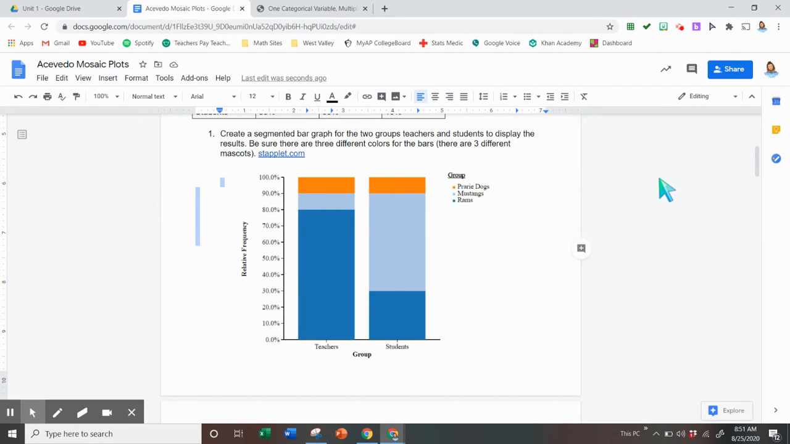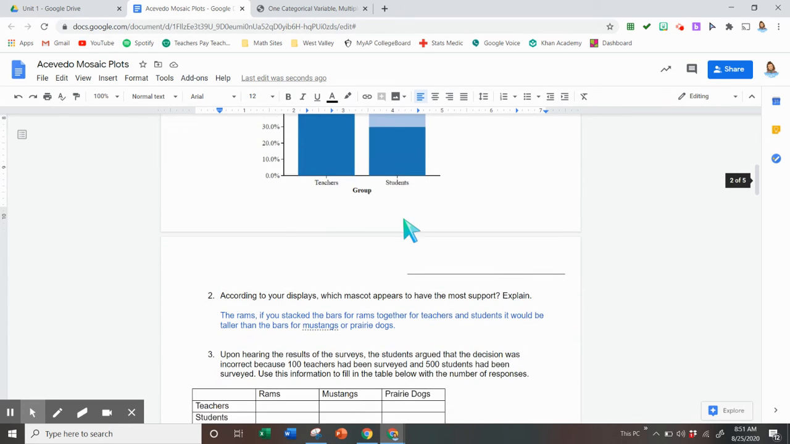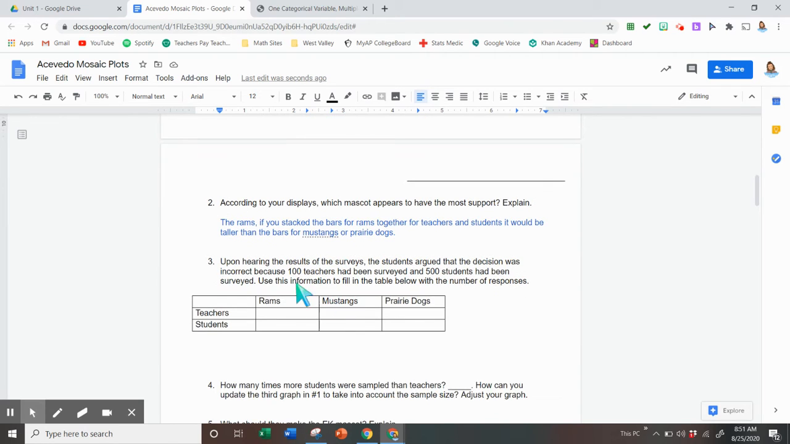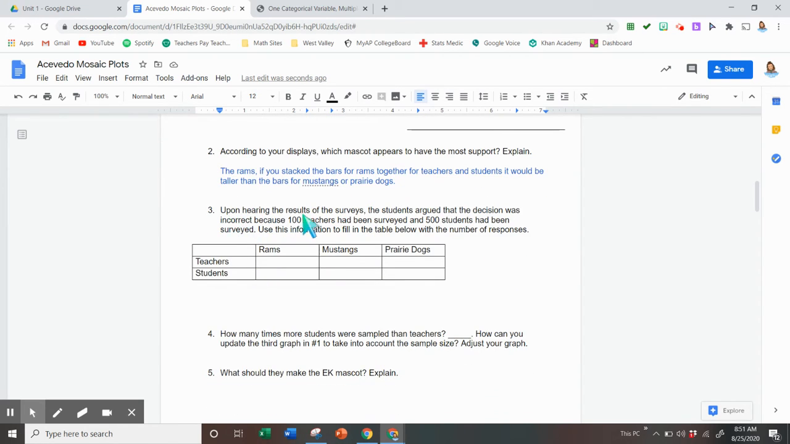All right, so for number 2, which one's more popular? If you ended up saying Rams, I would have to agree with you, because if you ended up stacking the bars for Rams, it would be higher than the stack for Mustangs. So, moving on to number 3. Upon hearing the results of the surveys, the students argued that the decision was incorrect because 100 teachers had been surveyed and 500 students had been surveyed. Use this information to fill in the table below with the number of responses. Go ahead and pause and give it a try.